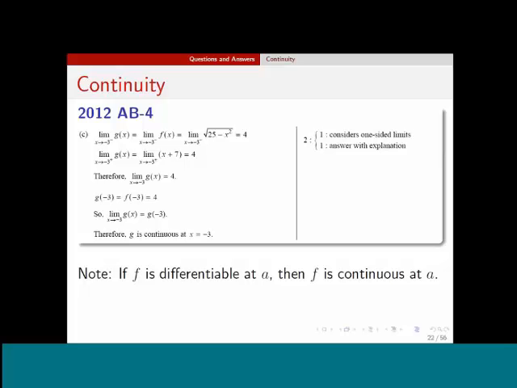I have one note down at the bottom. I put this in here because it comes up frequently in mean value theorem problems and intermediate value theorem problems. The student is often told that a function is differentiable. And remember, differentiability implies continuity, and sometimes they need that fact in order to solve the problem.